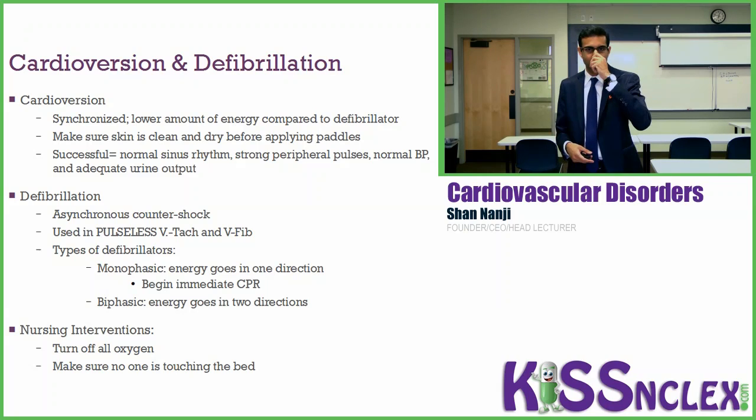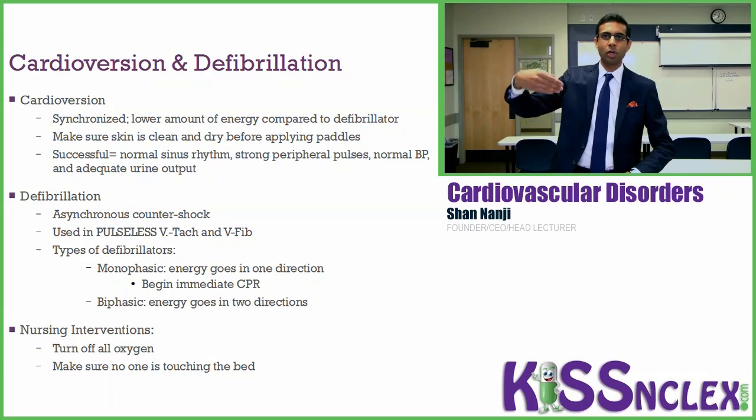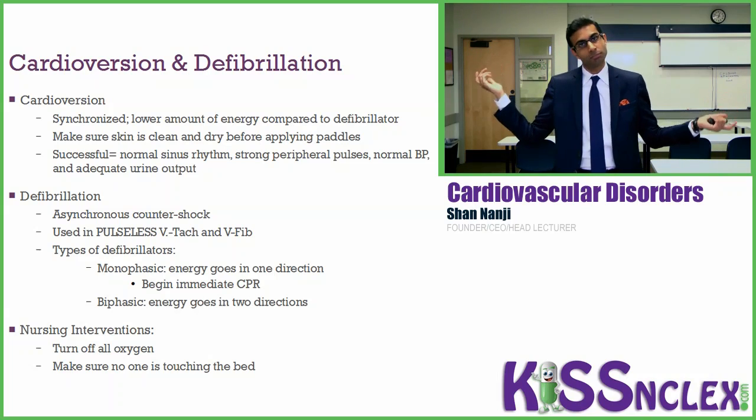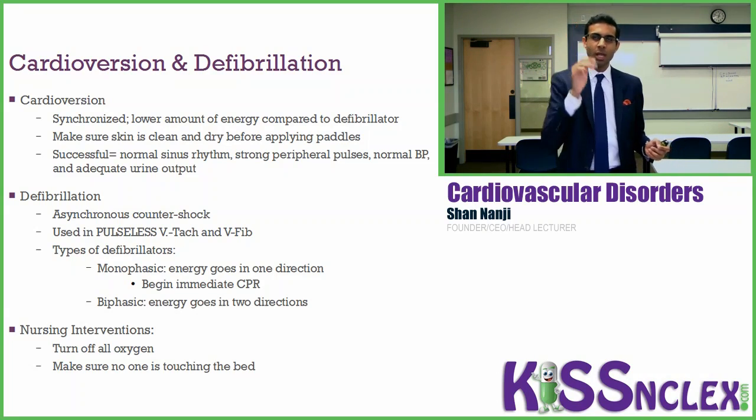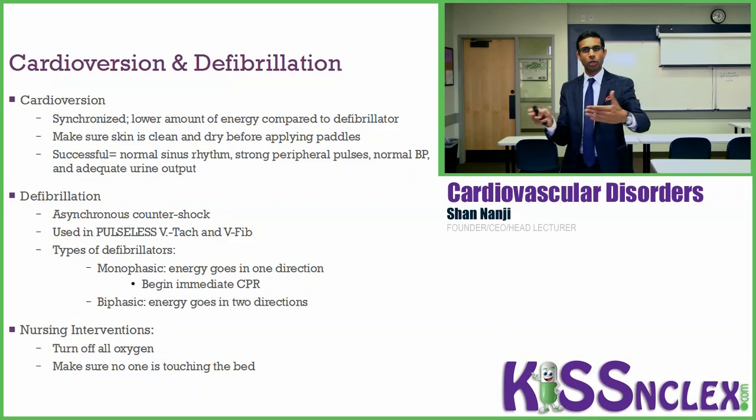So you have 2 types of defibrillators. You have a monophasic, which means the energy is going in one direction. Mono means one, like a monocolored TV is a black and white TV, right? So it's going in one direction, and you're going to have to immediately begin CPR. Biphasic means energy goes in 2 directions.